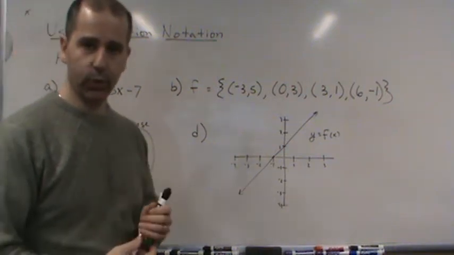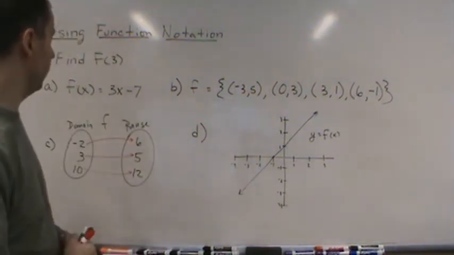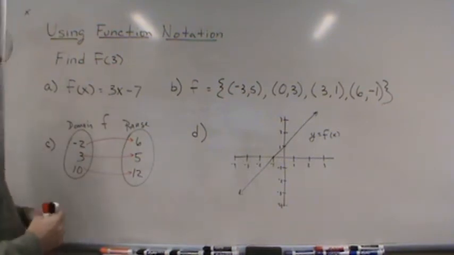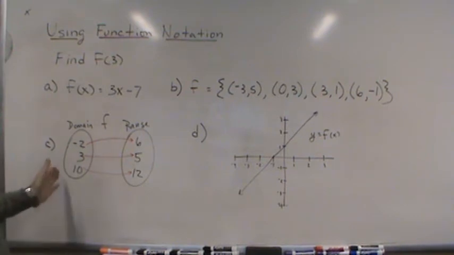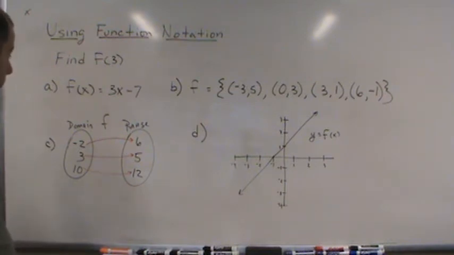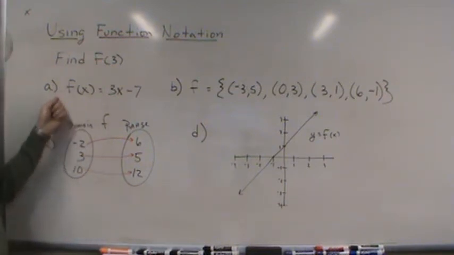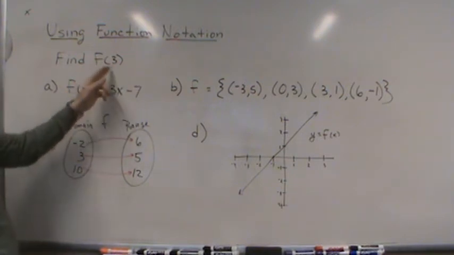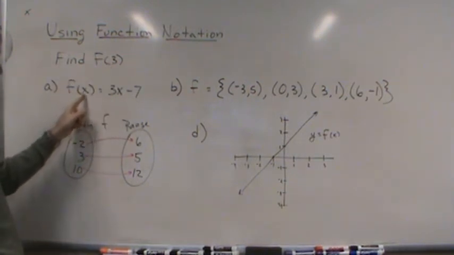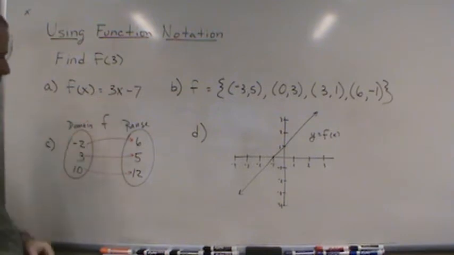Okay, today we're going to look at another example here. And in this example, we're going to find f of 3 for each one of these examples. And so you've got different ways of depicting a function. So in part A, we've got the algebraic expression of a function. And so to find f of 3, we're just going to replace x with 3.